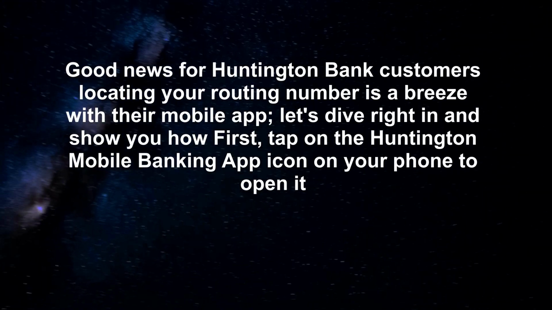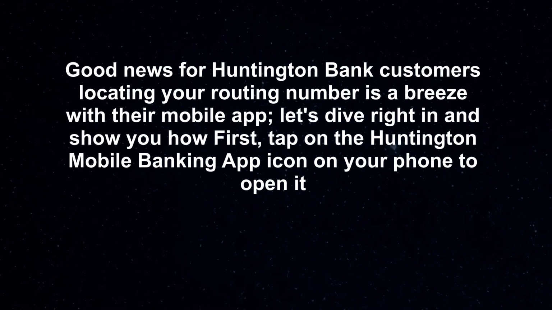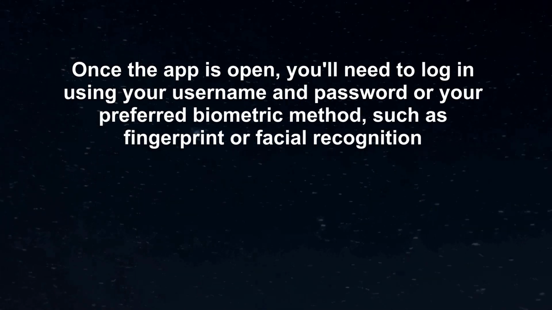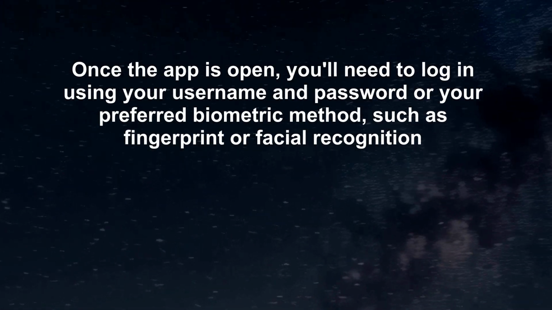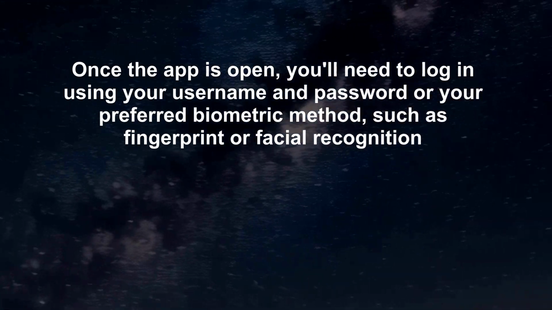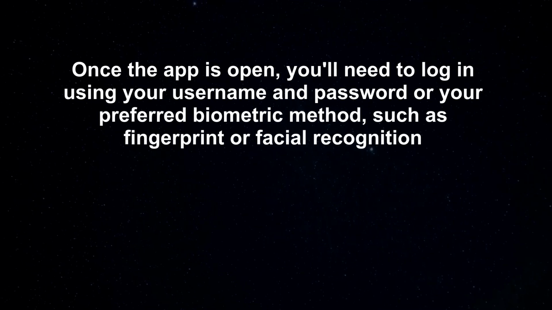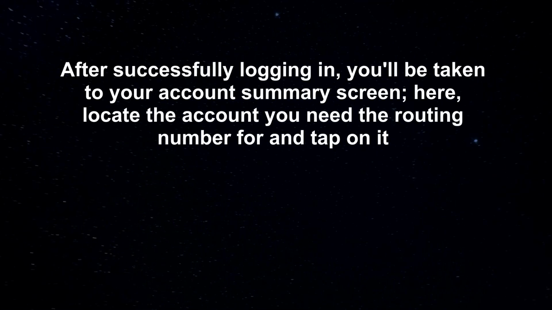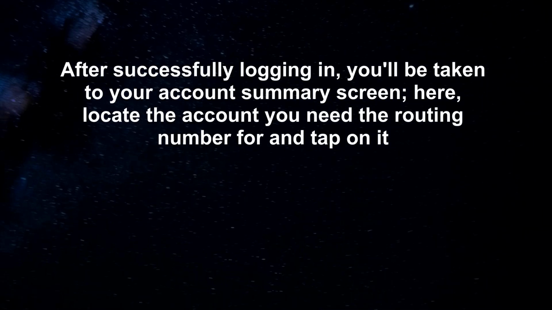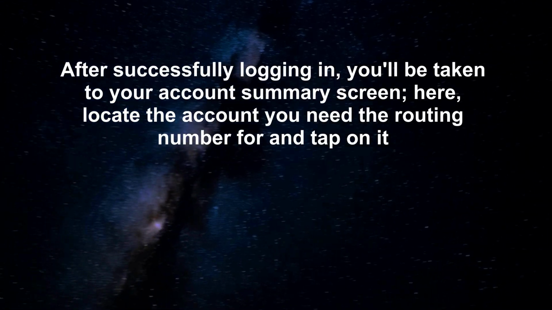First, tap on the Huntington mobile banking app icon on your phone to open it. Once the app is open, you'll need to log in using your username and password or your preferred biometric method, such as fingerprint or facial recognition. After successfully logging in, you'll be taken to your account summary screen.